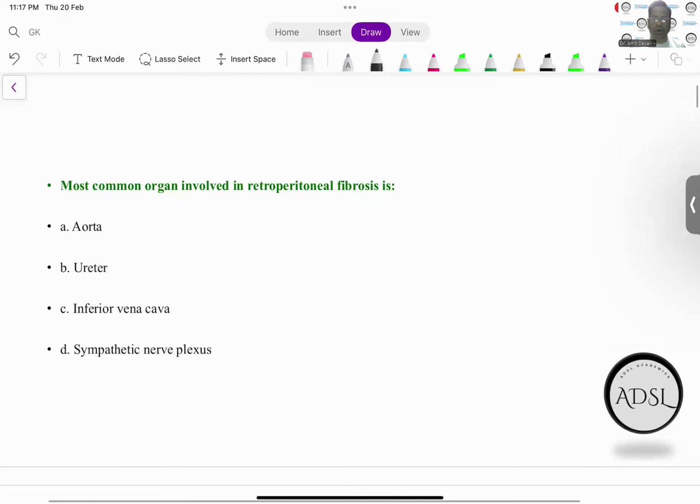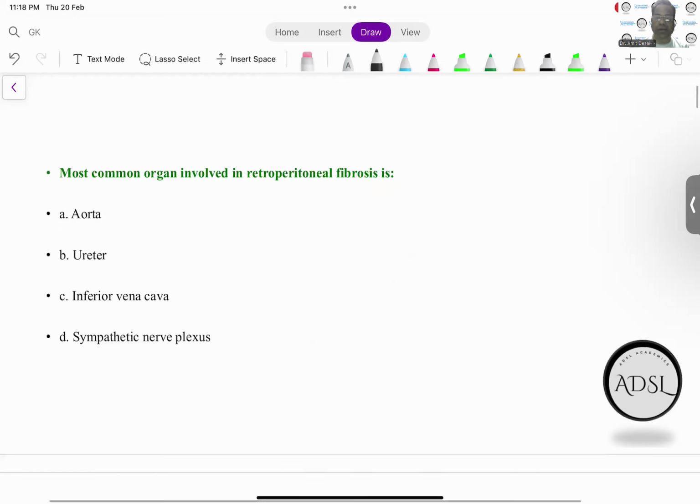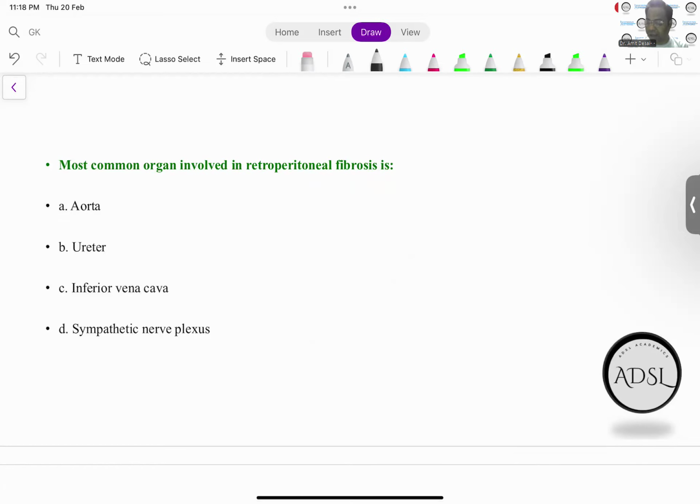The most common organ involved in retroperitoneal fibrosis is it aorta? Is it ureter? Is it inferior vena cava? Or is it the sympathetic nerve plexus? So, what is the answer? Yes. Our answer is ureter. Okay, ureter is the commonest organ.